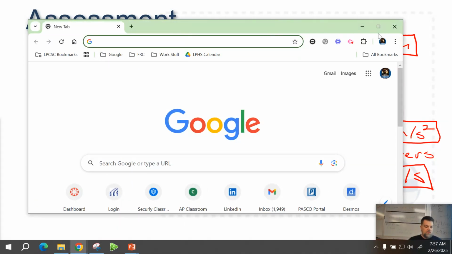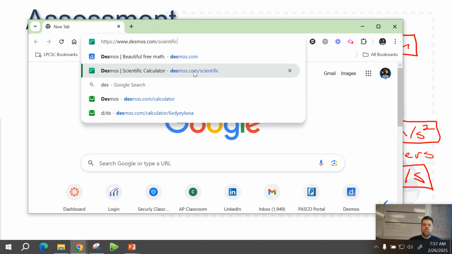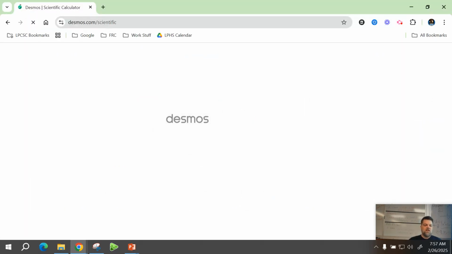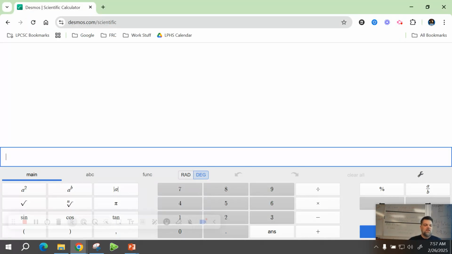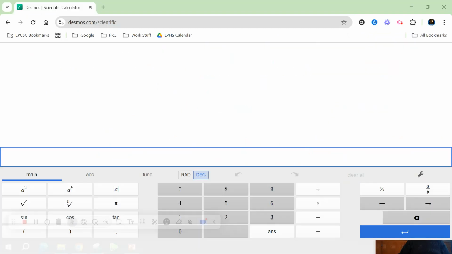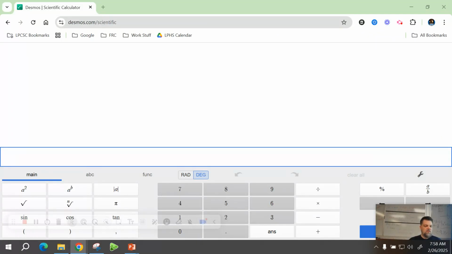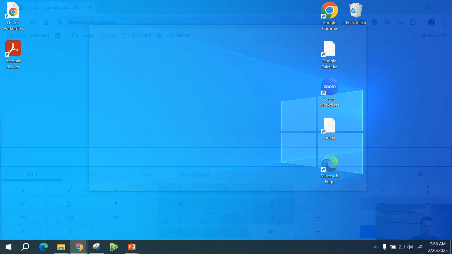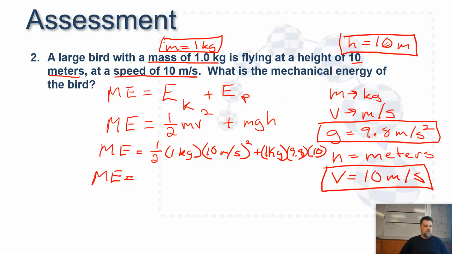Desmos. I like it when you use Desmos because it helps you prepare for the final or the SAT. It's embedded on the SAT. Oh, it's not going to let me do it. Okay, well, let's just plug it in.